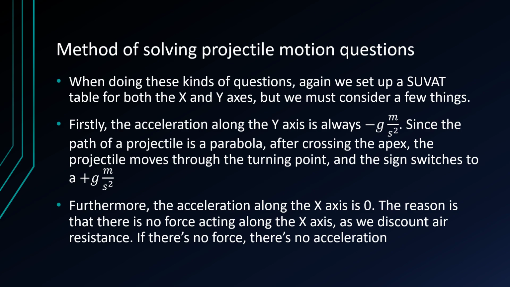So the acceleration along the y-axis is always negative g for the same reason as I've discussed before. The path of a projectile is a parabola. So the coefficient in front of the squared term must be negative. The acceleration along the x-axis is 0. The reason is there's no force acting along the x direction for now.